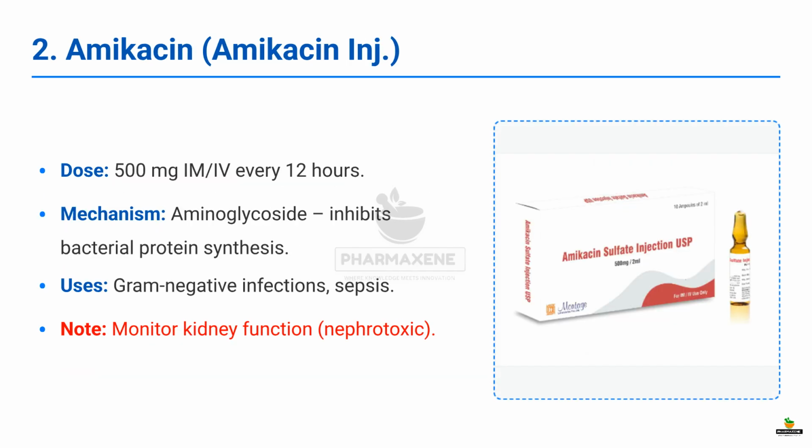Next, amikacin, typically dosed at 500 mg IM/IV every 12 hours. As an aminoglycoside, it inhibits bacterial protein synthesis. It's used for gram-negative infections and sepsis, but kidney function should be monitored due to its nephrotoxic potential.